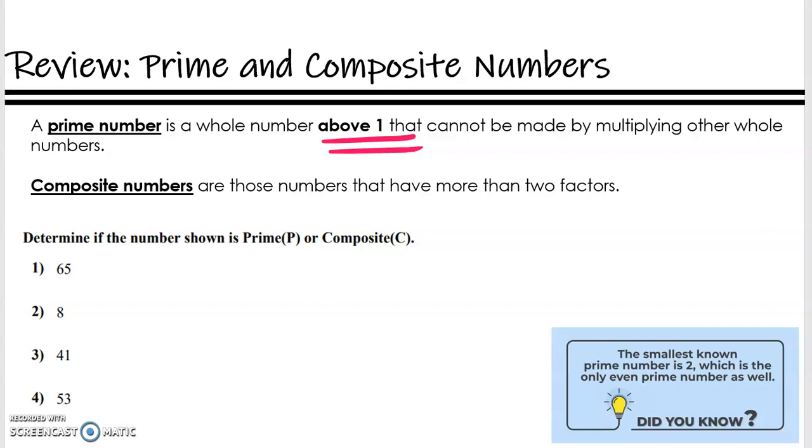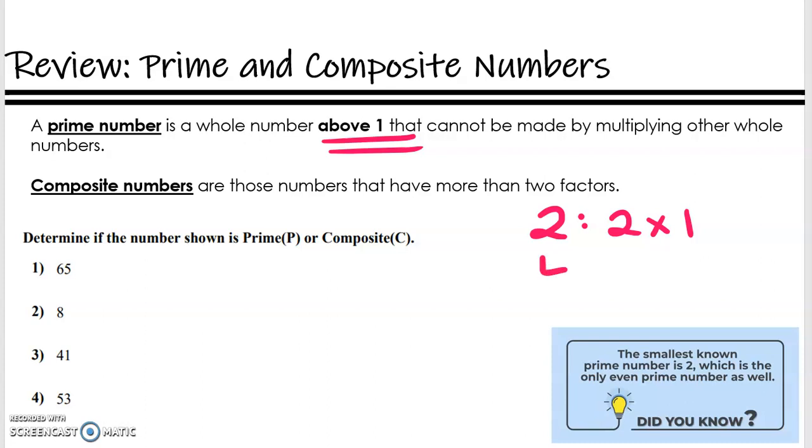So an example of a prime number, down here, here's a little fact. The smallest known prime number is 2, which is the only even prime number as well. The reason that 2 is the smallest prime number is because if you list the multiplication facts that give you 2, it's 2 times 1. And that's it. There's nothing else you can multiply to get the answer to. Again, a prime number only has 2 factors. A composite number has more than 2.